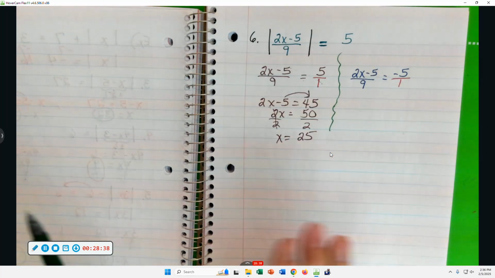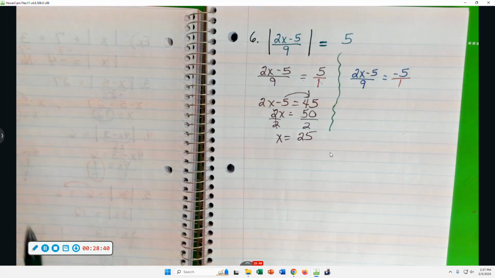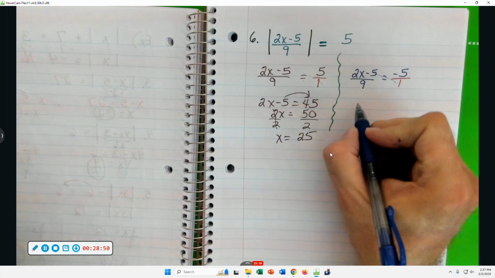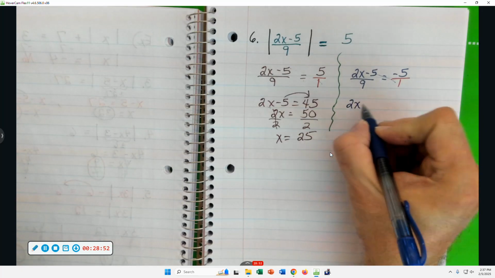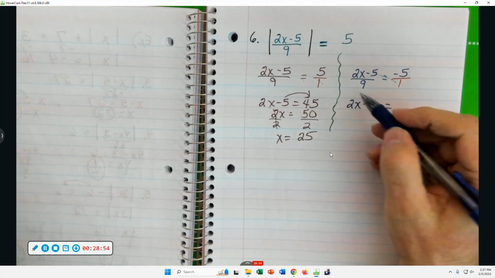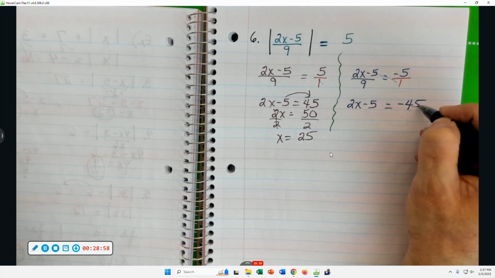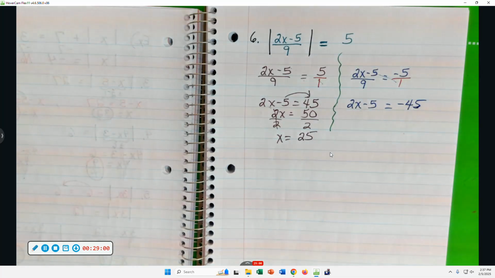Let's do the same thing on the left. Don't expect the answer to be negative 25. It might be, but probably not. Let's see, what color am I using? Blue. So 2x minus 5 times 1 is just 2x minus 5 equals negative 45. Oh, I like this problem. The answers aren't going to be fractions.